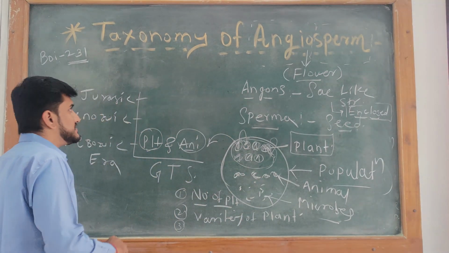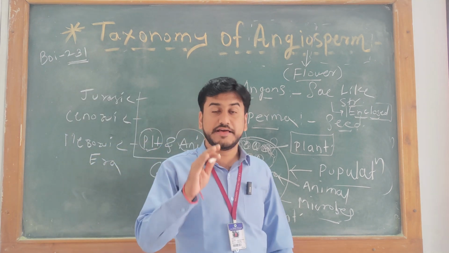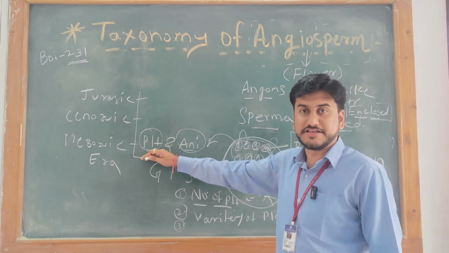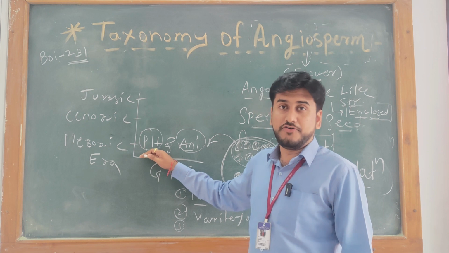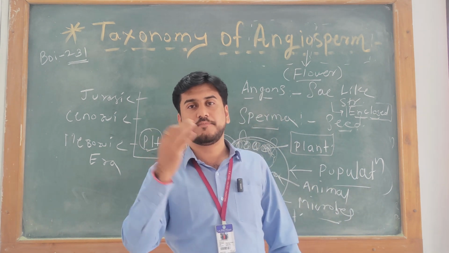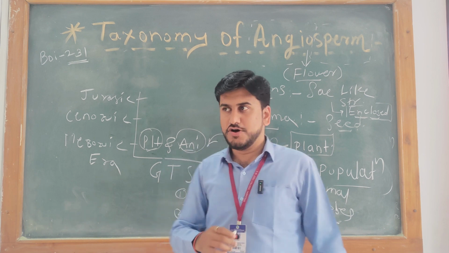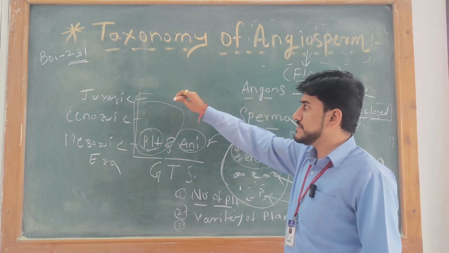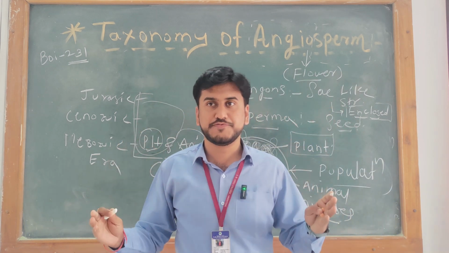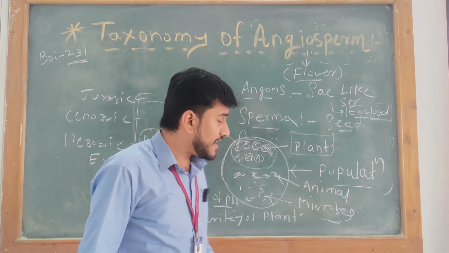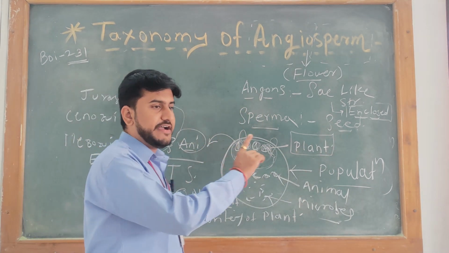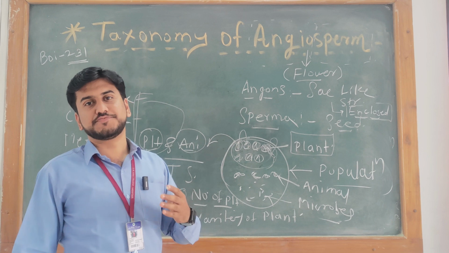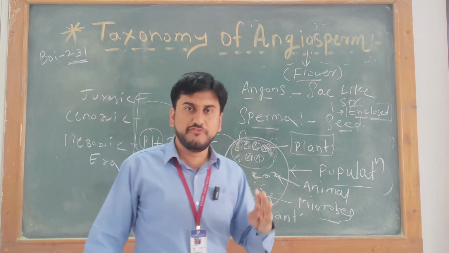So, the scientists Bentham and Hooker studied plant classification or plant evolution individually. You know very well that the first evolved plant group is algae. During the evolutionary period, they studied the plants, and plants were classified into different groups: algae, fungi, bryophyte, pteridophyte, gymnosperm, and the last one is angiosperm. That's why angiosperm is the highly evolved group.